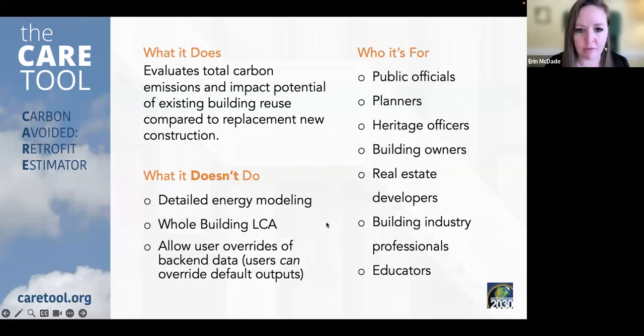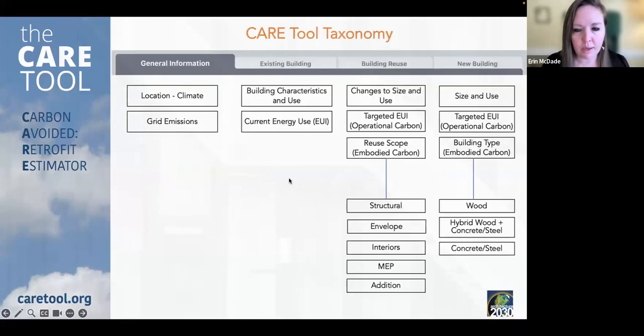But even beyond that, even for folks who might not be as in depth in the building or design community, specifically public officials, planners, heritage officers, real estate developers, etc., the tool is still usable to them. It does not require an in-depth knowledge of how buildings work to be able to get valuable information out of it. So, quickly looking at what is contained within the tool, this is valuable as an overall snapshot, but when we go through the demo, it'll become clear how a lot more of this works.